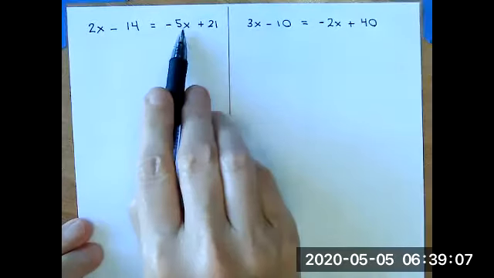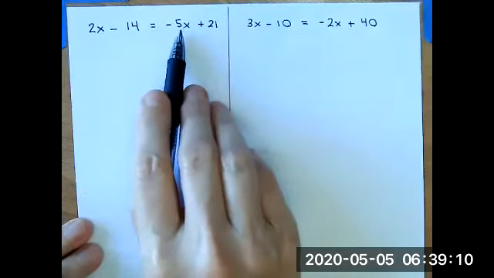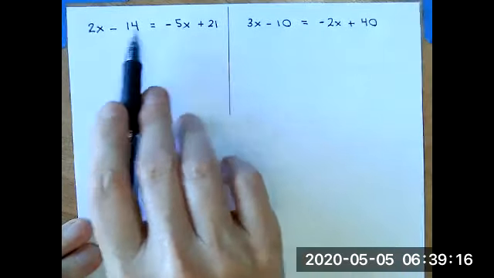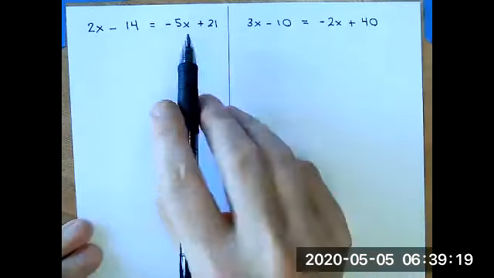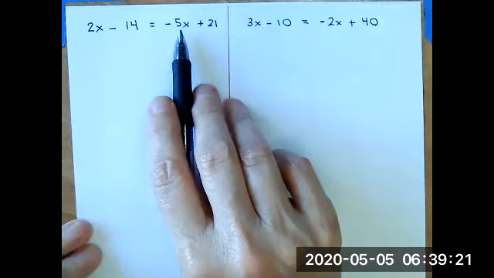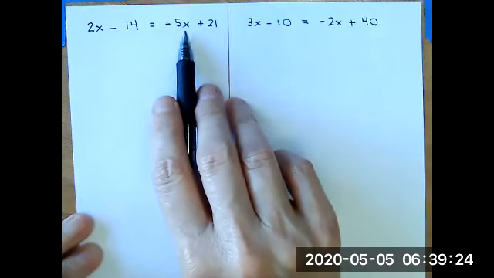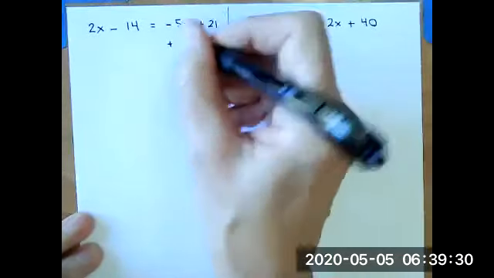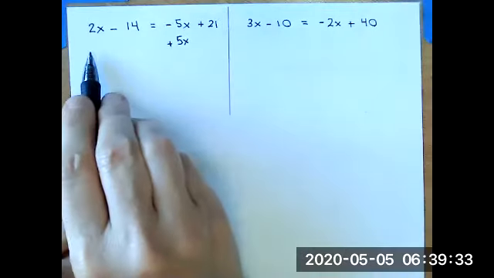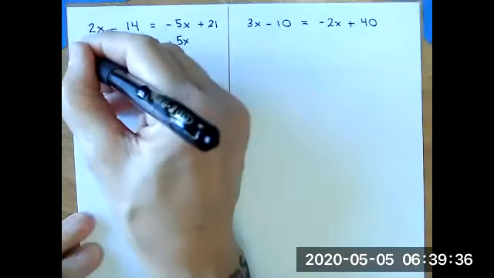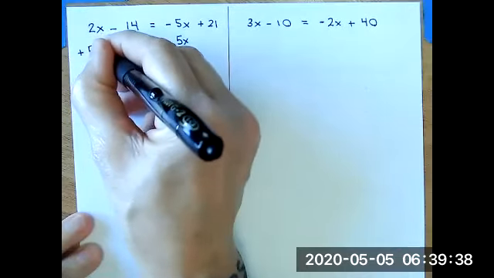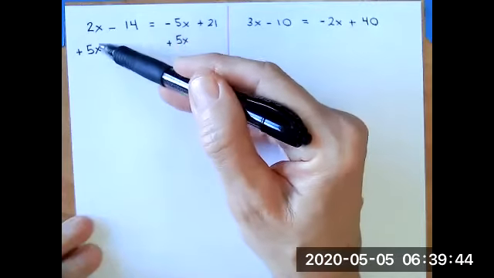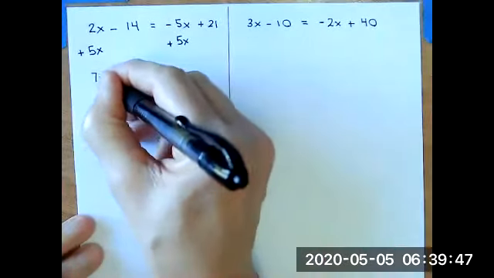So I have x on both sides of the equal sign, so I need to eliminate one of the x's. And -5x is smaller than +2x. So I'm going to eliminate the -5x using the additive inverse of -5x, which is +5x. And remember, whatever you do to one side of the equation, you must do to the other side. So I'm going to add 5x to this side also. I'm putting it under its like term. So 2x and 5x make 7x.